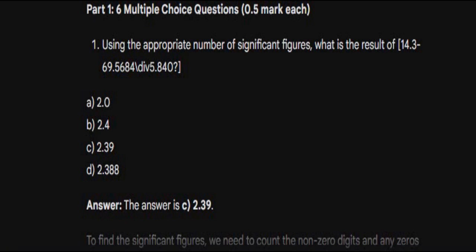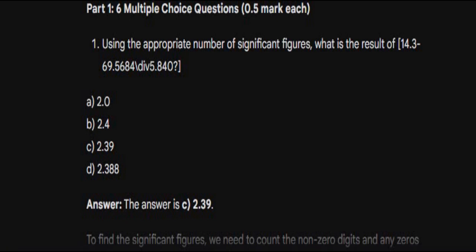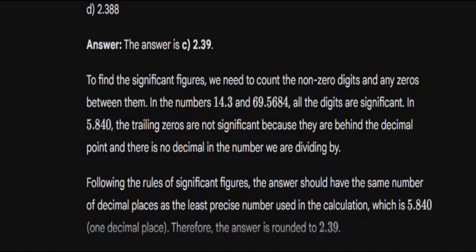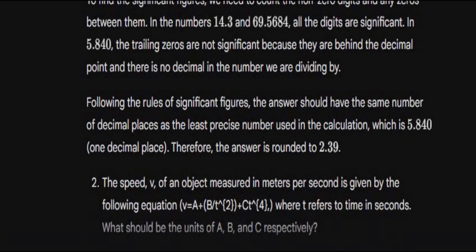1. Using the appropriate number of significant figures, what is the result of 14.30 times 69.5684 divided by 5.840? A. 2.0. B. 2.4. C. 2.39. D. 2.388. Answer: the answer is C, 2.39. To find the significant figures, we need to count the non-zero digits and any zeros between them.